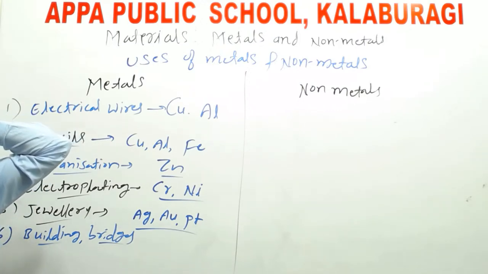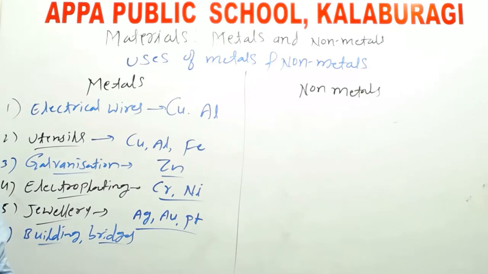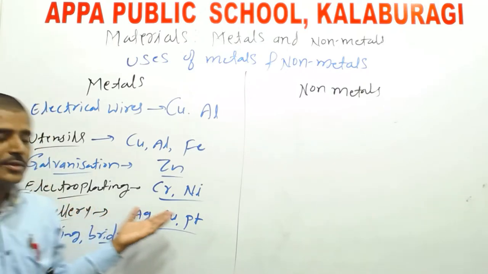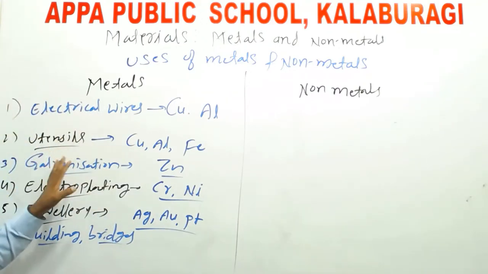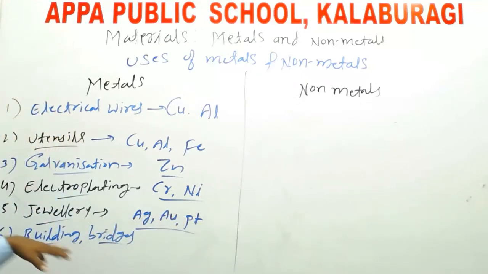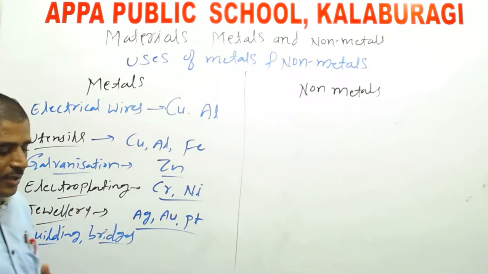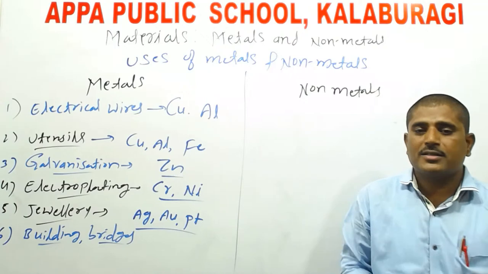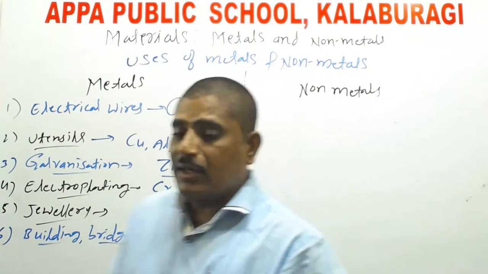Which one? Aeroplanes. And not only that, even trains, machines, so many machines and industries are there, so many devices are there. We use the metals. So these are the uses of metals. You people are using the metals daily. Electrical wire, daily utensils. Next, galvanization metals are already in your home. Electroplating. Next, jewelry ornaments. So these are the points you should remember. Building construction, machines, industries. And especially mercury.